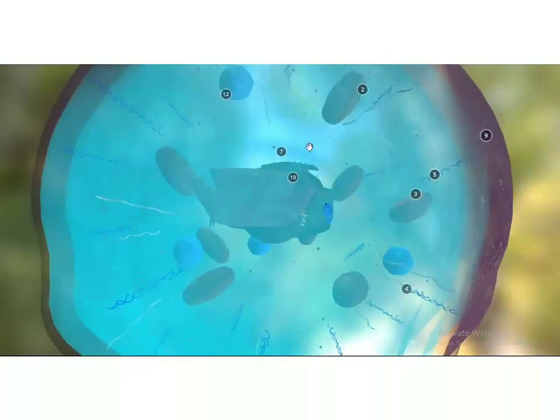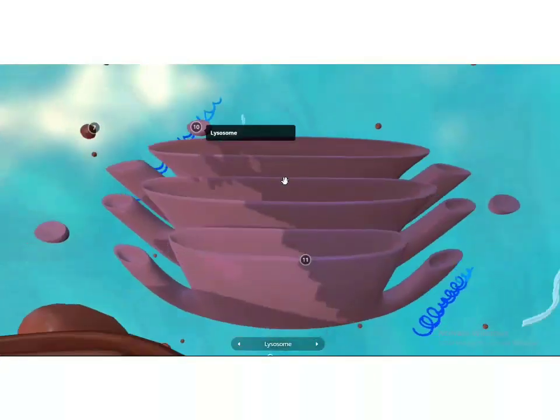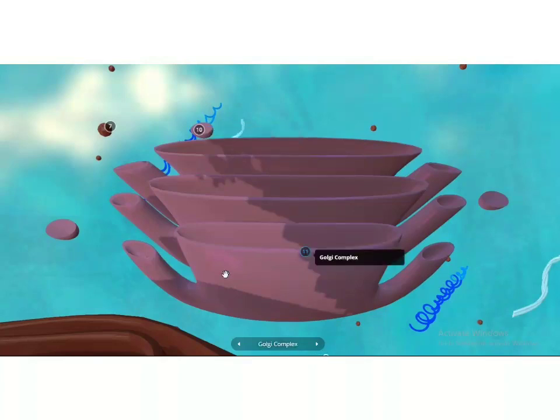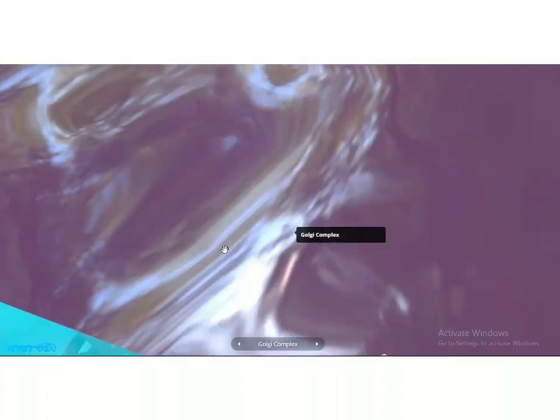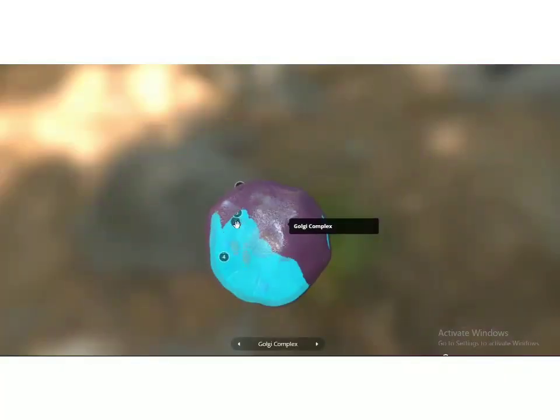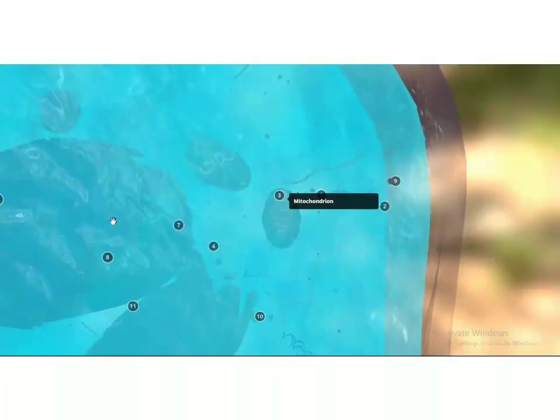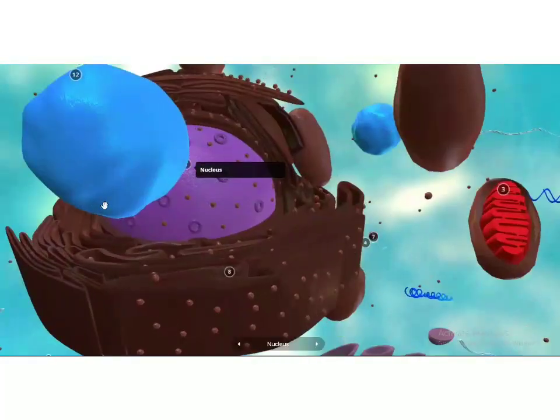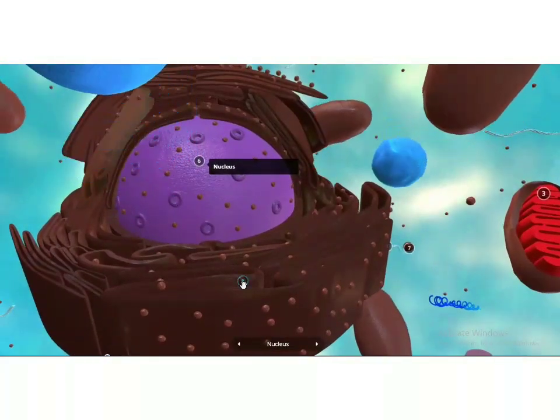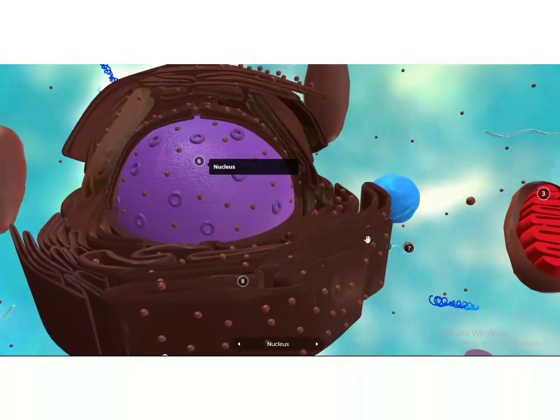All other structures are similar, like here this is the Golgi body, and you can see the mitochondria, all things are almost similar to the plant cell, and this is the nucleus, endoplasmic reticulum, ribosome. So the plant and animal cells have similar types of cellular organelles, but animal cells lack the cell wall only.